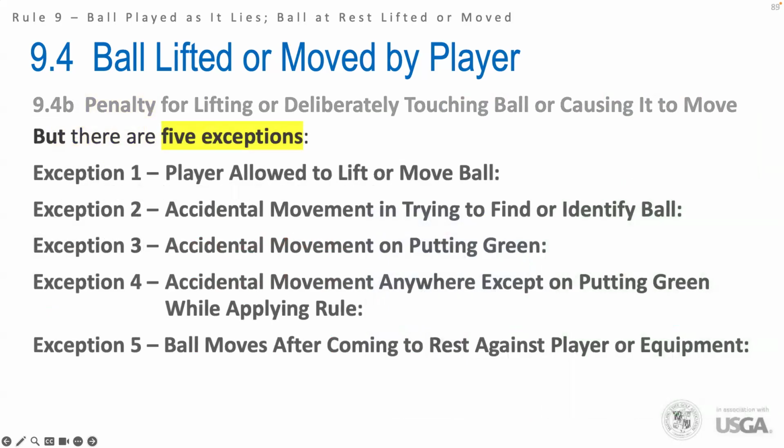We see our lovely exceptions here. The rules like to do this to us. There are going to be 5 exceptions under this rule. Many of them are obvious reasons players should not get penalties, but if the rule did not list them, how would you know they are not penalties?